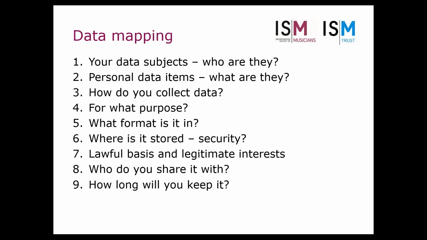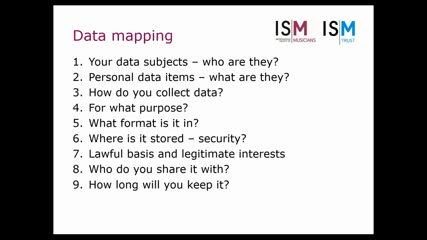You need to get to know your data and document what you do with it, and this is a requirement under GDPR. So a data map is the best way to see what you have and what you do with it. So basically you're conducting an audit of all the things that you do in relation to individuals' data. The easiest thing to do is to create a spreadsheet or something similar, to create a grid with all the headings that you see on the slide here. So 1 to 9: who are your subjects, what's the data, how do you collect data, for what purpose, and so on.